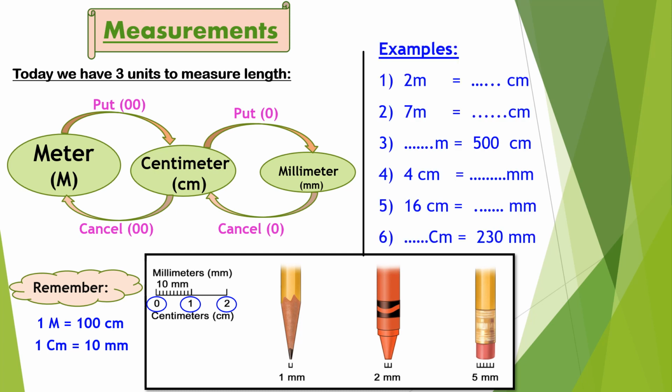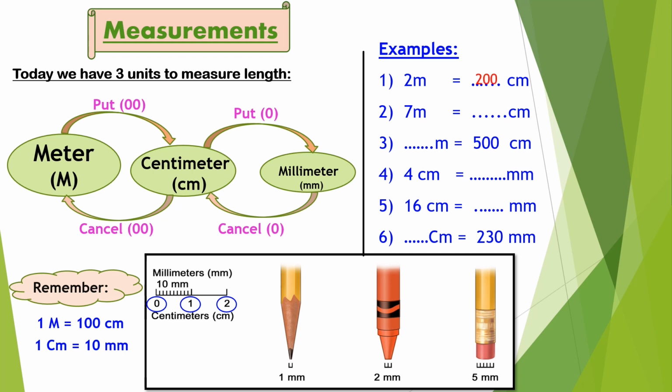Now let's practice. We have some examples here. 2 meters equal what in centimeters? First, look at the unit. We are converting what? Meter to centimeter. So 1 meter equals 100 centimeters. So 2 meters equal 200 centimeters.